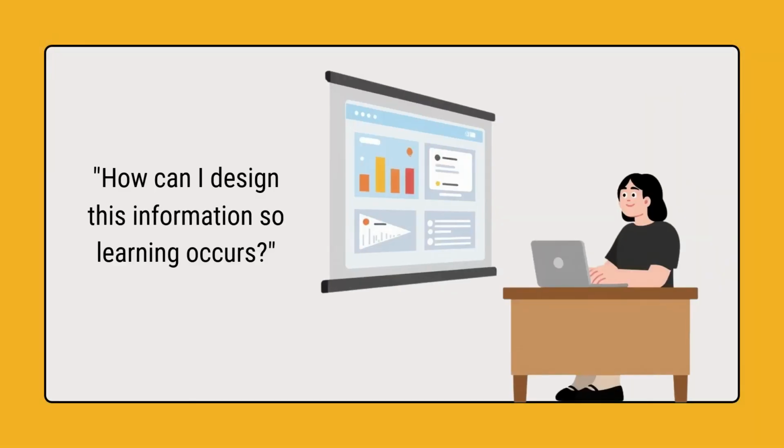As instructional designers, educators, and creators, our goal is not simply to deliver information. Our goal is to create learning experiences that help people learn, understand, remember, and apply knowledge. The question is not, what information should I include? The question is, how can I design this information so that learning occurs?